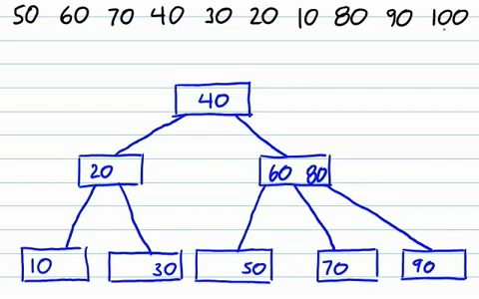So the last value we insert, 100, is going to be an easy one. 100 is greater than 40, 100 is greater than 80, and 100 fits neatly into this existing node over here. And now our 2-3 tree is complete.